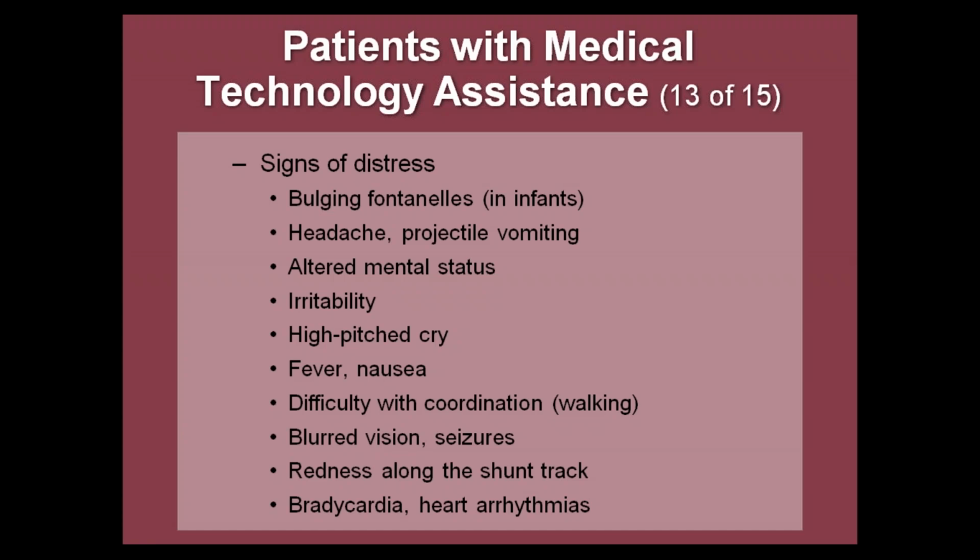They could have blurry vision, seizures, redness along the shunt track. So it could be a sign of infection as well. And they could also have bradycardia or heart arrhythmias. Care for this patient includes airway management and artificial ventilation should you have some type of breathing issue.